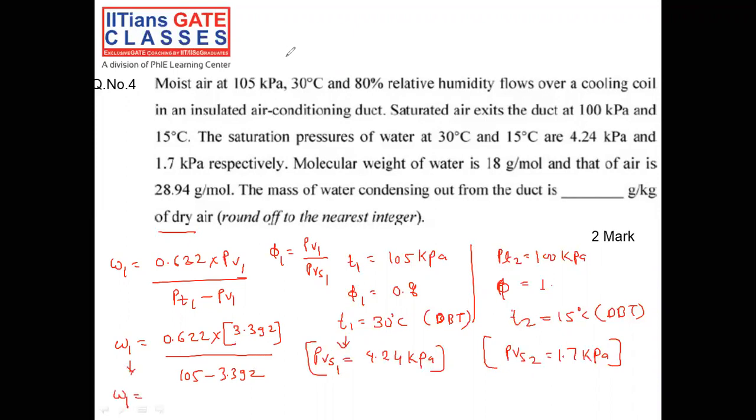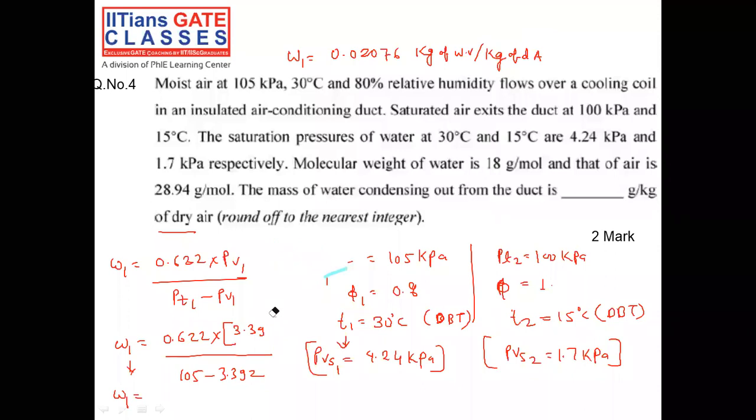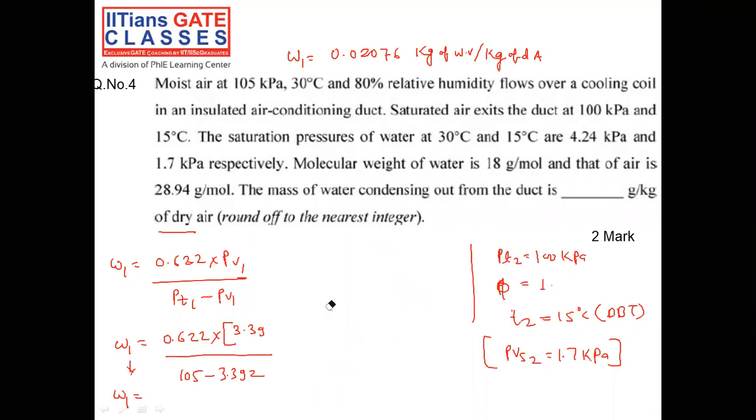Let me write it down here so that it will be visible to you. That is 0.02076 kilogram of water vapor per kg of dry air. In a similar way you can calculate omega 2, and that is very simple because PV2 is nothing but PVS2, because phi is given as 1.